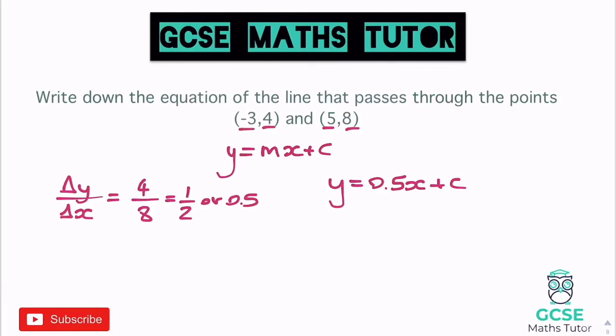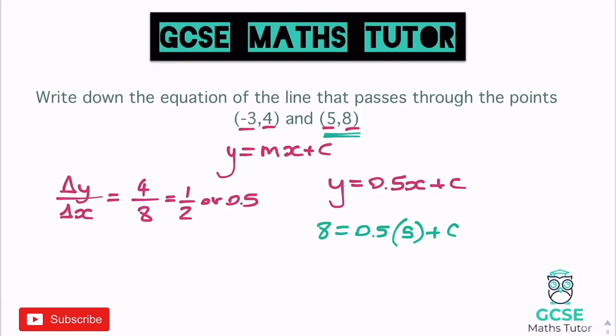Right, let's pick a coordinate. I'm going to go for this one here just because it's got 2 positive numbers in, but it's completely up to you, it doesn't actually matter which one you use. So let's sub that in. So we have 8 for y, so 8 equals 0.5 lots of the x coordinate there, which is 5, plus c. There we go.